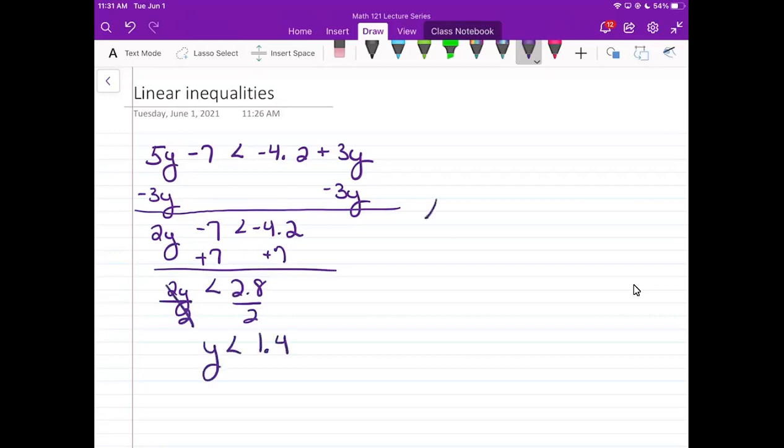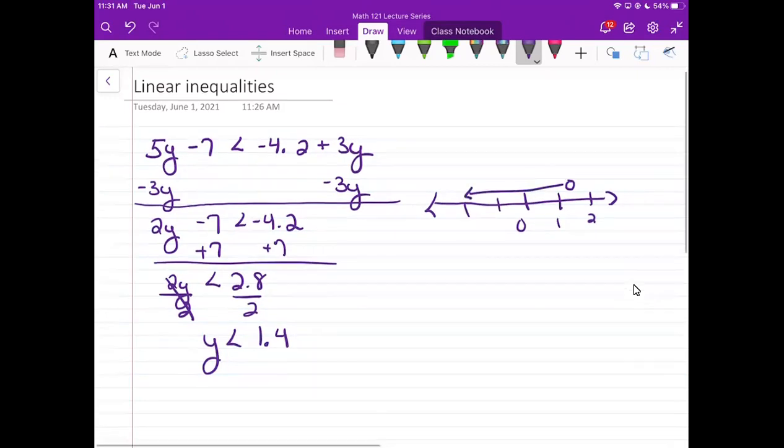Don't forget, in order to put that into interval notation, it's often easiest to move first to a number line. So if I estimate 1.4 to be about here, it's going to be an open dot because there's no equal to part included, and y is less than 1.4. I can then translate that into intervals, which you can review in that video if necessary.